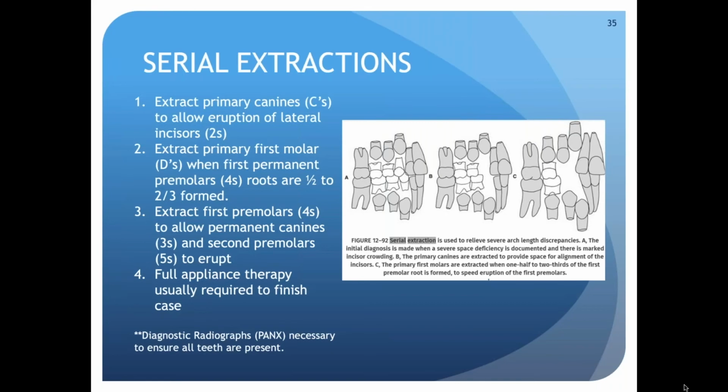Once those are erupted, the fours, that first permanent premolar, we're going to extract them to allow our permanent canine and second premolars to erupt. Now, even after doing all that, we may need to do full appliance therapy to finish the case. It's super important to take diagnostic radiographs, especially a pano on this patient, to make sure that we have all those premolars present and that they're developing properly. Because if we start extracting teeth and we don't have a succedaneous tooth for it, we're going to be in trouble.